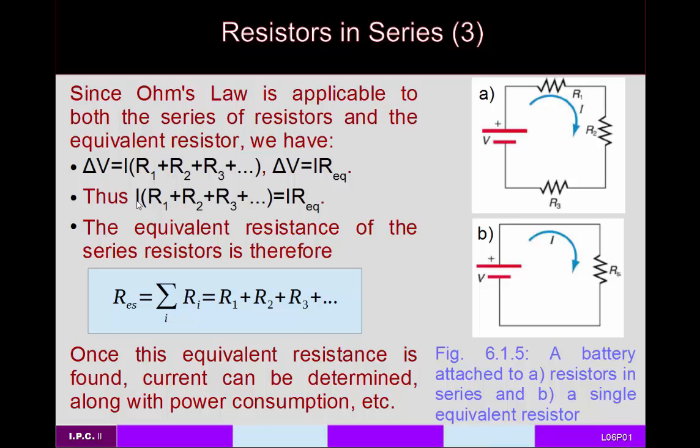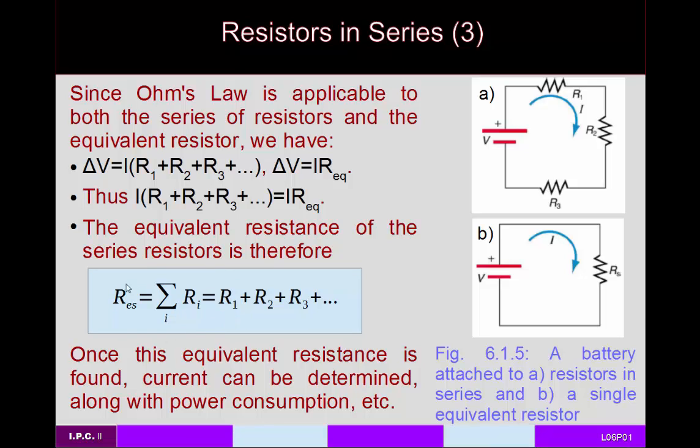And so I times R1 plus R2 plus R3 plus dot dot dot is equal to I times R equivalent. And so the equivalent resistance of the series of resistors must be R equivalent series equals the sum of the R sub i's, which is R1 plus R2 plus R3. So here is the take-home point of this particular set of slides, the main equation of importance.